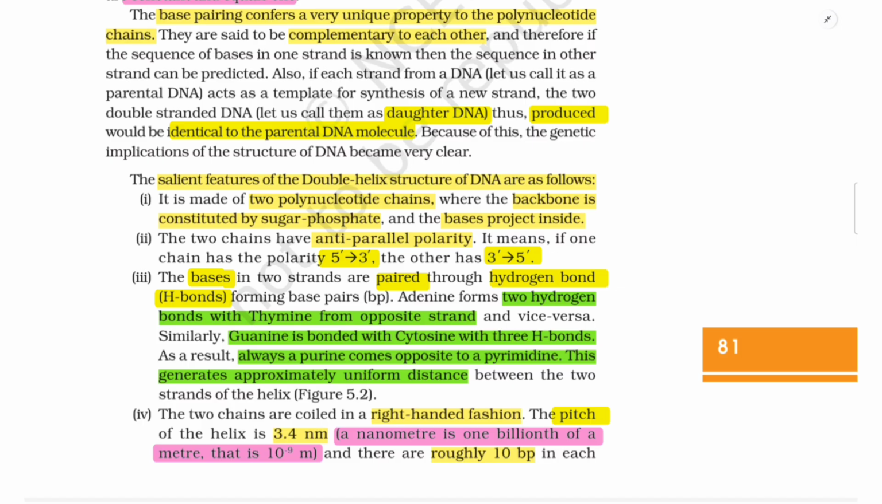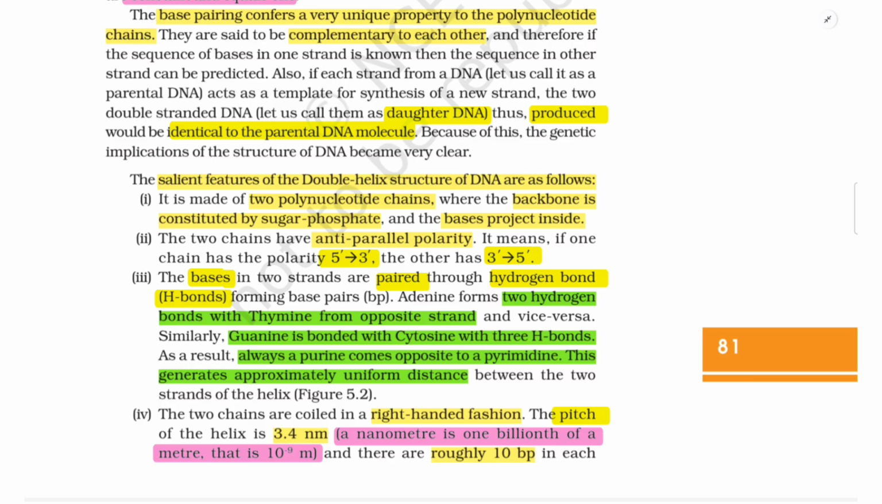Also, if each strand from a DNA, let us call it a parental DNA, acts as a template for synthesis of a new strand, the two double-stranded DNA, let us call them daughter DNA, thus produced would be identical to the parental DNA molecule. Because of this, the genetic implication of the structure of DNA became very clear.